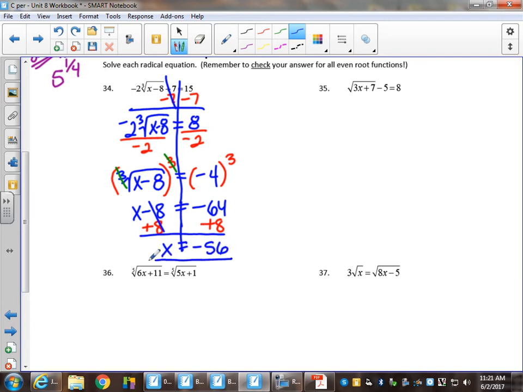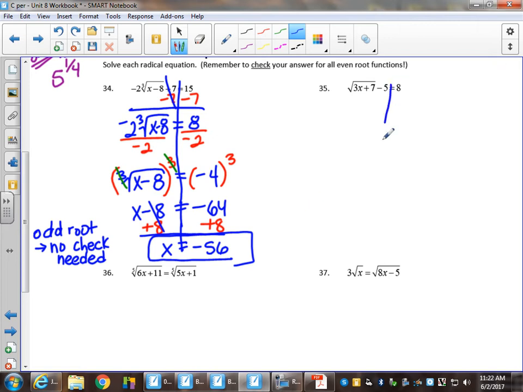Good. Does this require a check? No check, because it's an odd root. So if you forgot that, make yourself a note. Odd root, no check needed. There's no worries about negatives. We can take the odd root of a negative. So any value can be under there for x.